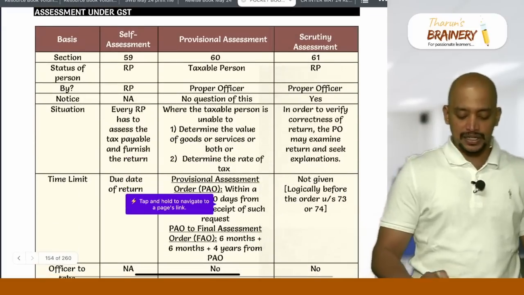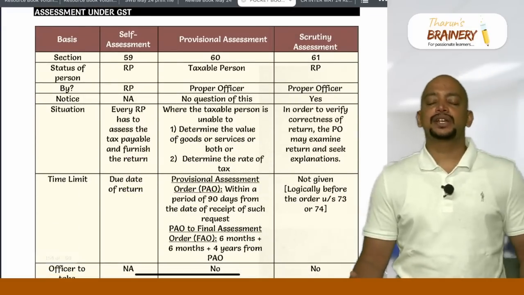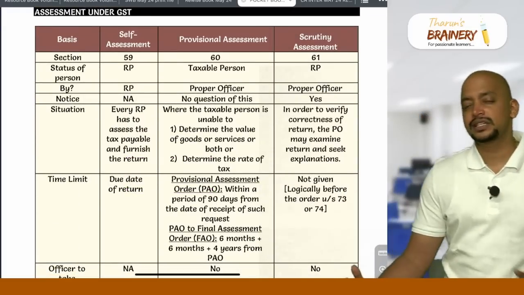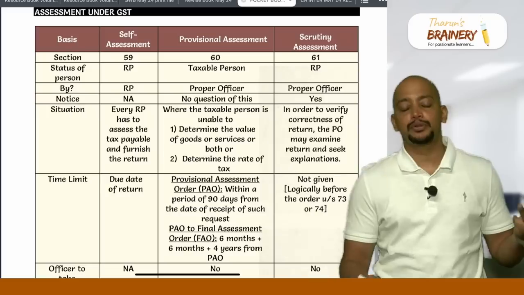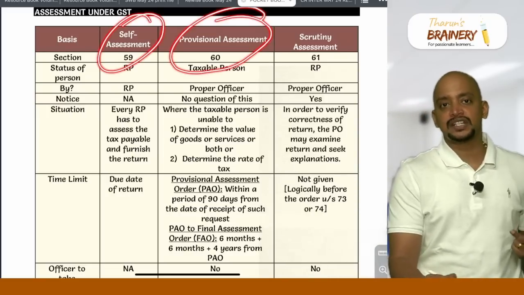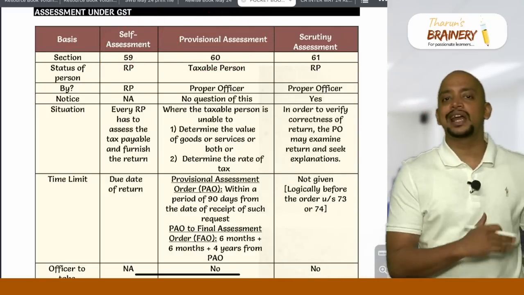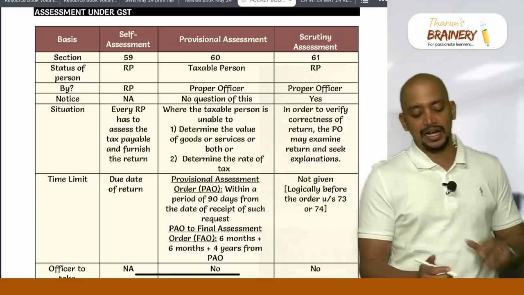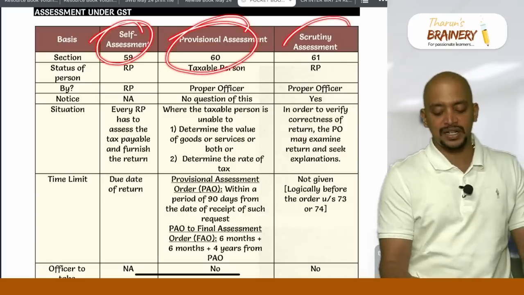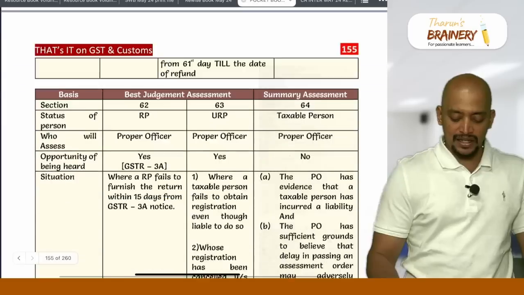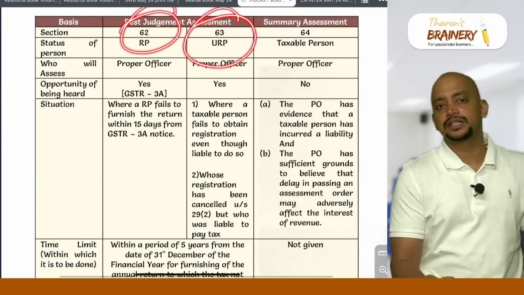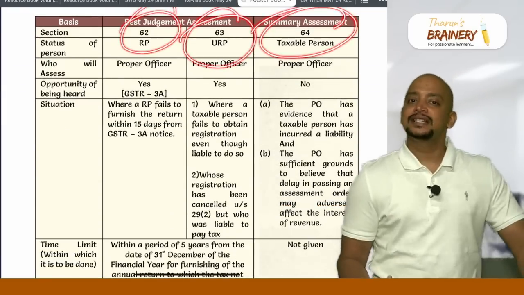Then assessment under GST. Basically, section 59 onwards is covered under this. Section 59 talks about self-assessment, 60 provisional assessment. Up to 58 is the refunds chapter. So 59 self-assessment, 60 provisional assessment, 61 scrutiny assessment, then 62 and 63 best judgment assessment, and 64 summary assessment.